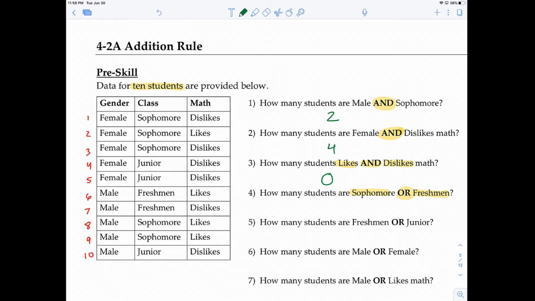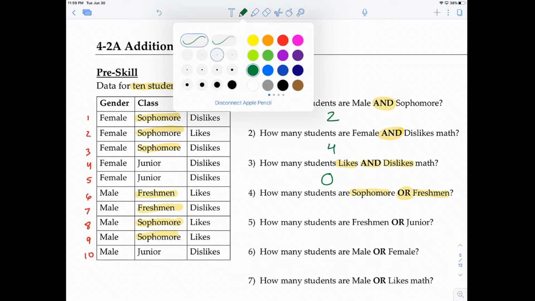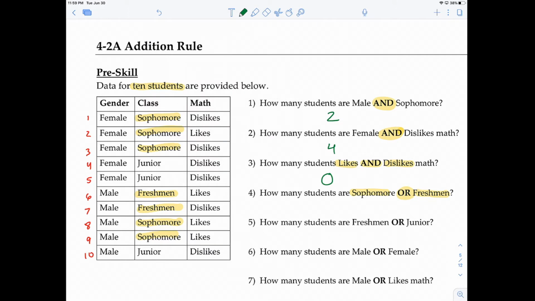Okay, so again, imagine a classroom with these 10 students and you say stand up if you're a sophomore or a freshman. So all the sophomores will stand up. And when you say or a freshman, the freshmen would also stand up. So then how many students is that? So we have 7 students. Right? 7 students would be standing up because 7 students are sophomores or freshmen.